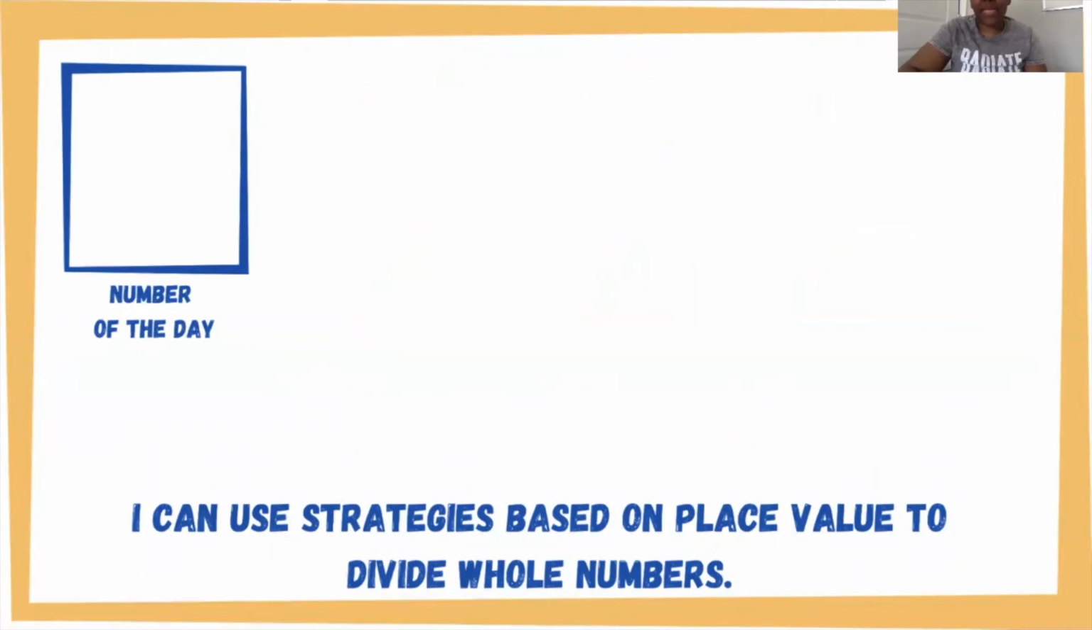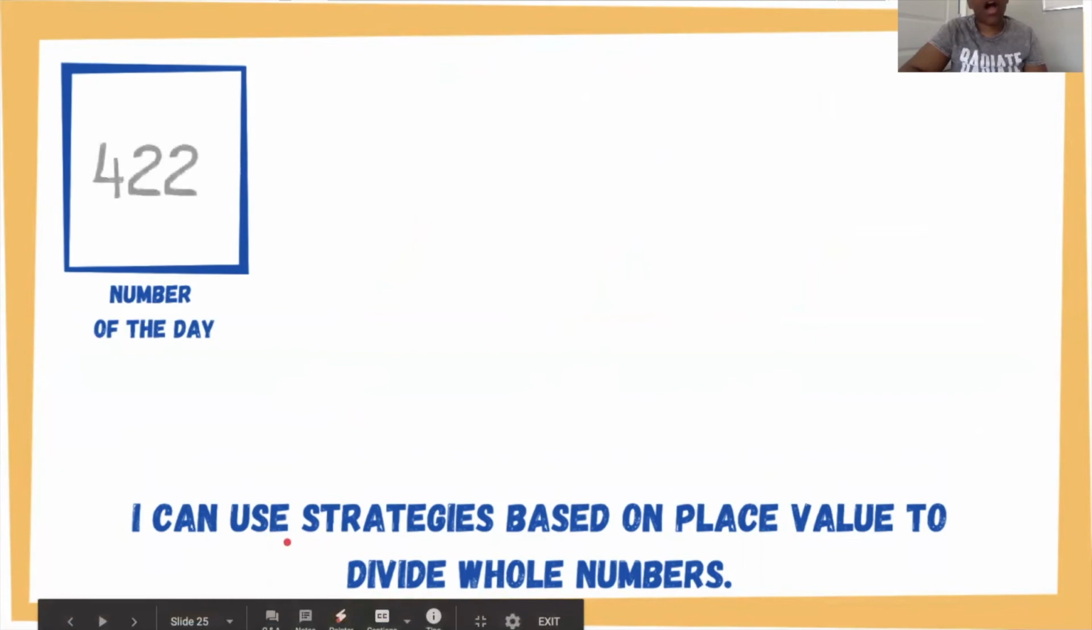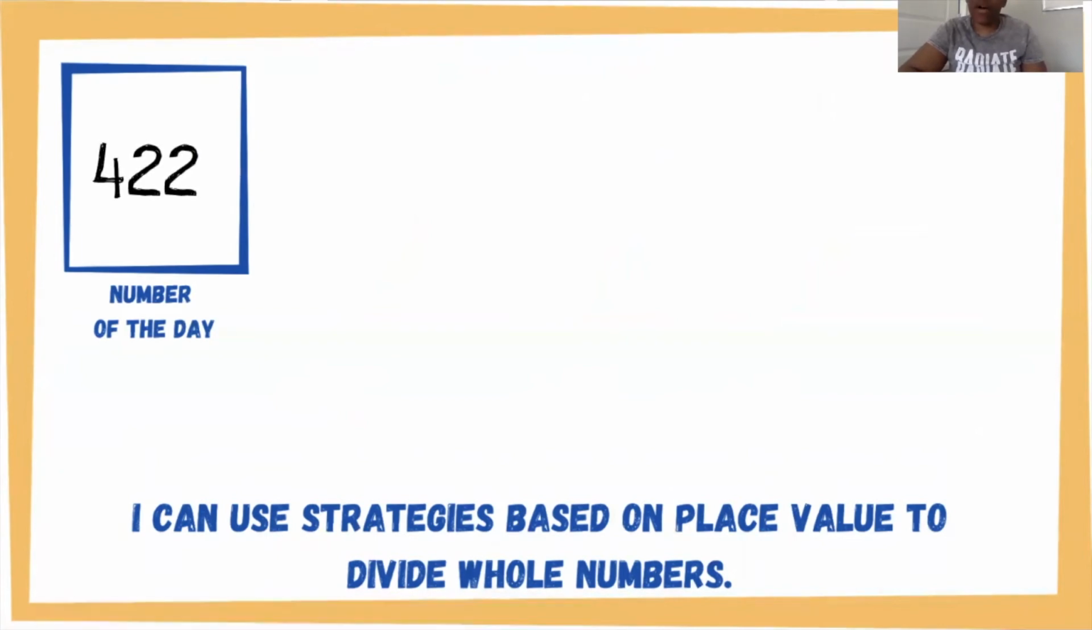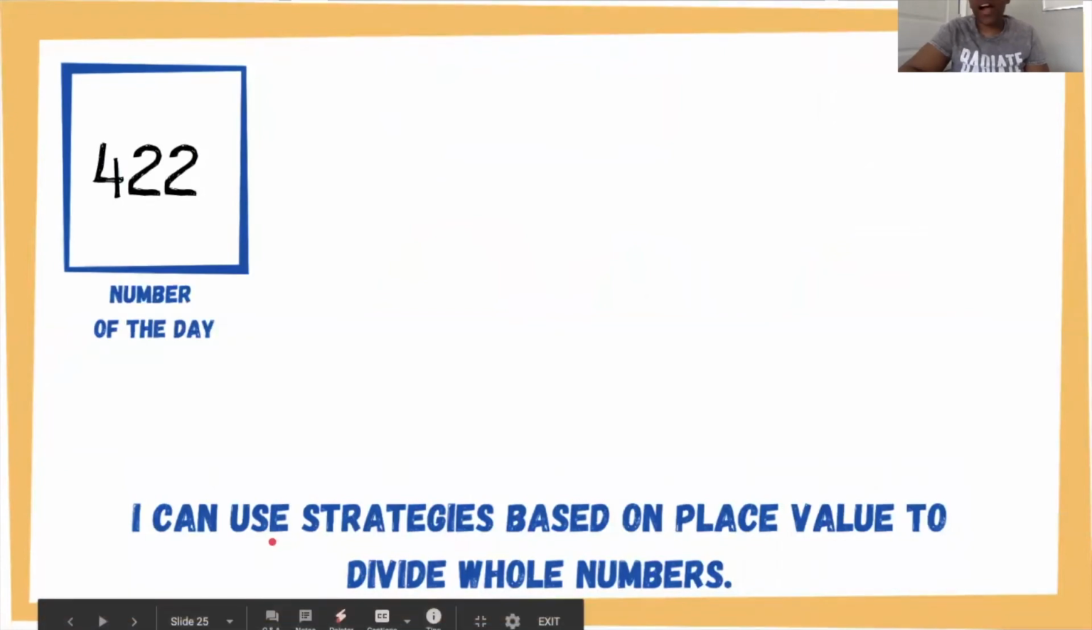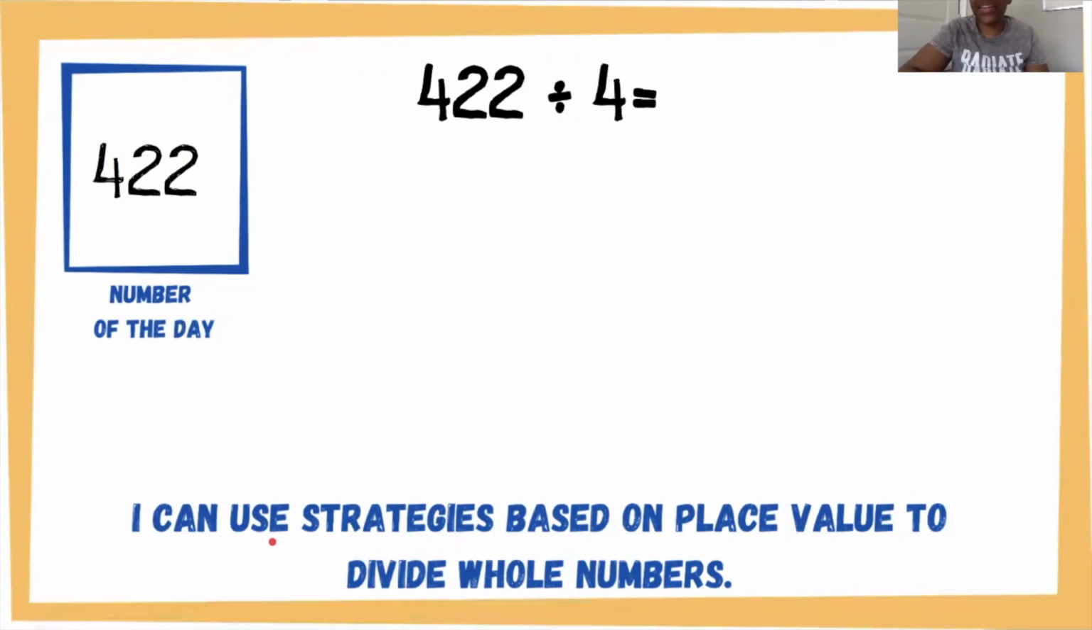For our problem today, we are going to use place value strategies to divide whole numbers. Our number of the day is 422. 4 for April, and then 22 for the day. Our division problem for today is 422 divided by 4.